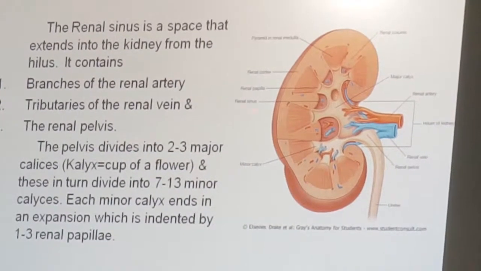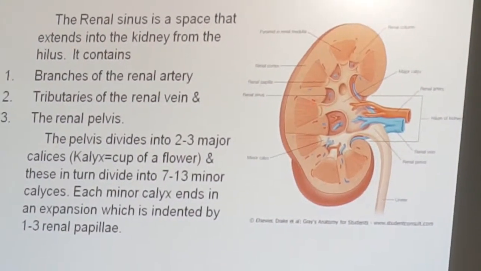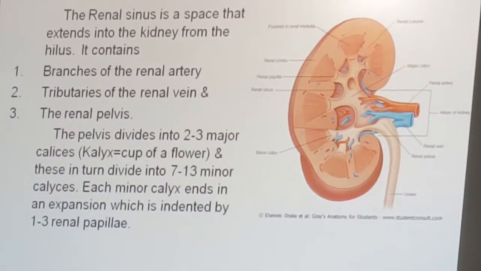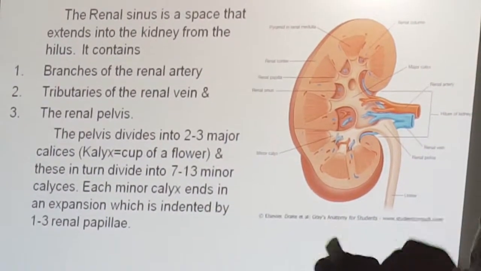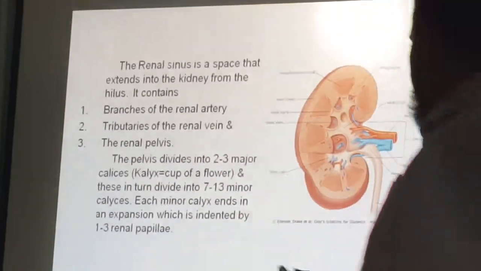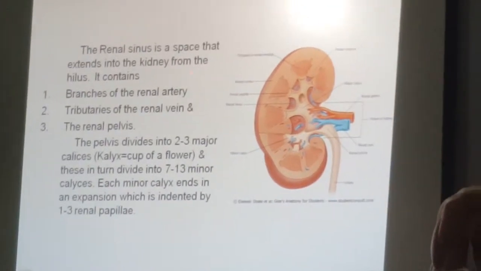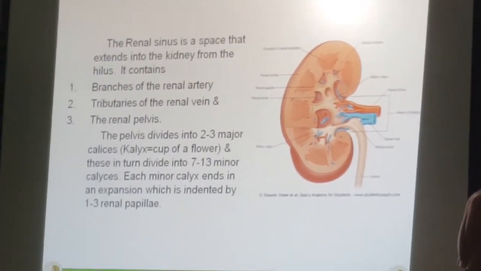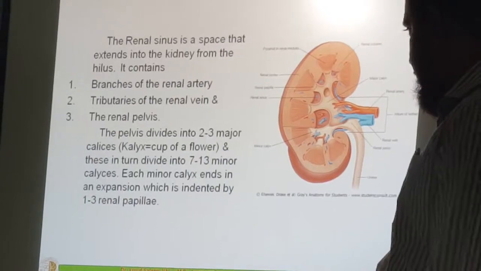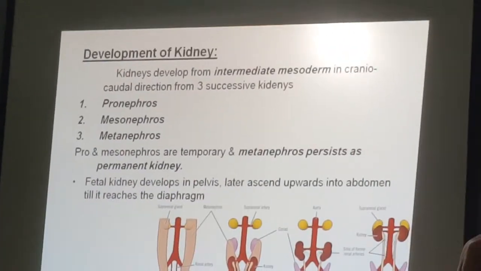And into each minor calyx, around 2 to 3 pyramids will open. So they will all be draining the produced urine into this minor calyx. From there to the major calyx, and from there to the renal pelvis and the ureter. This is how the urine is drained.